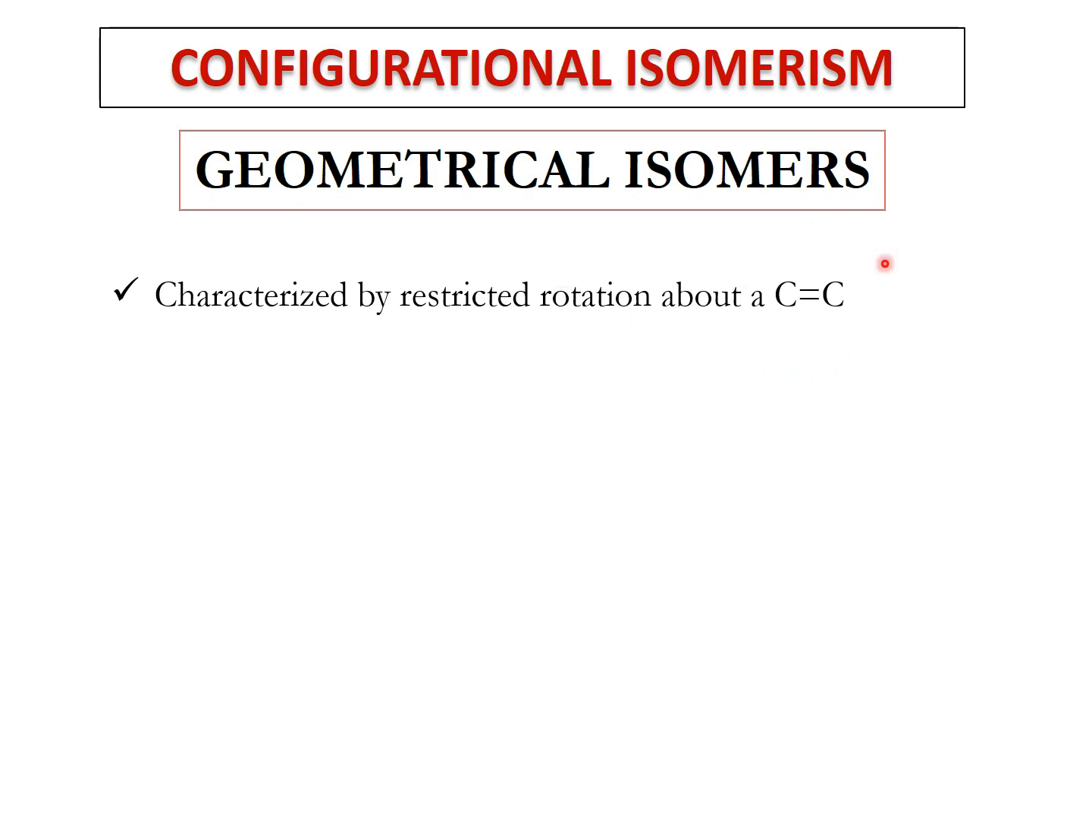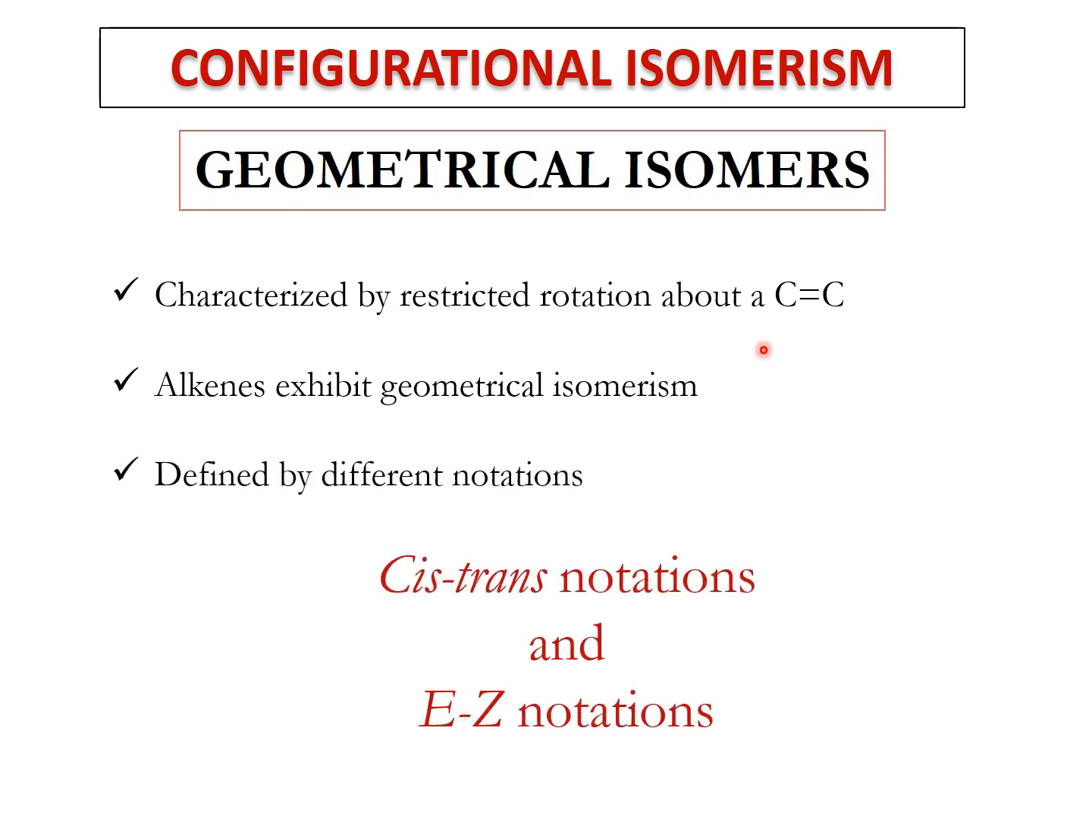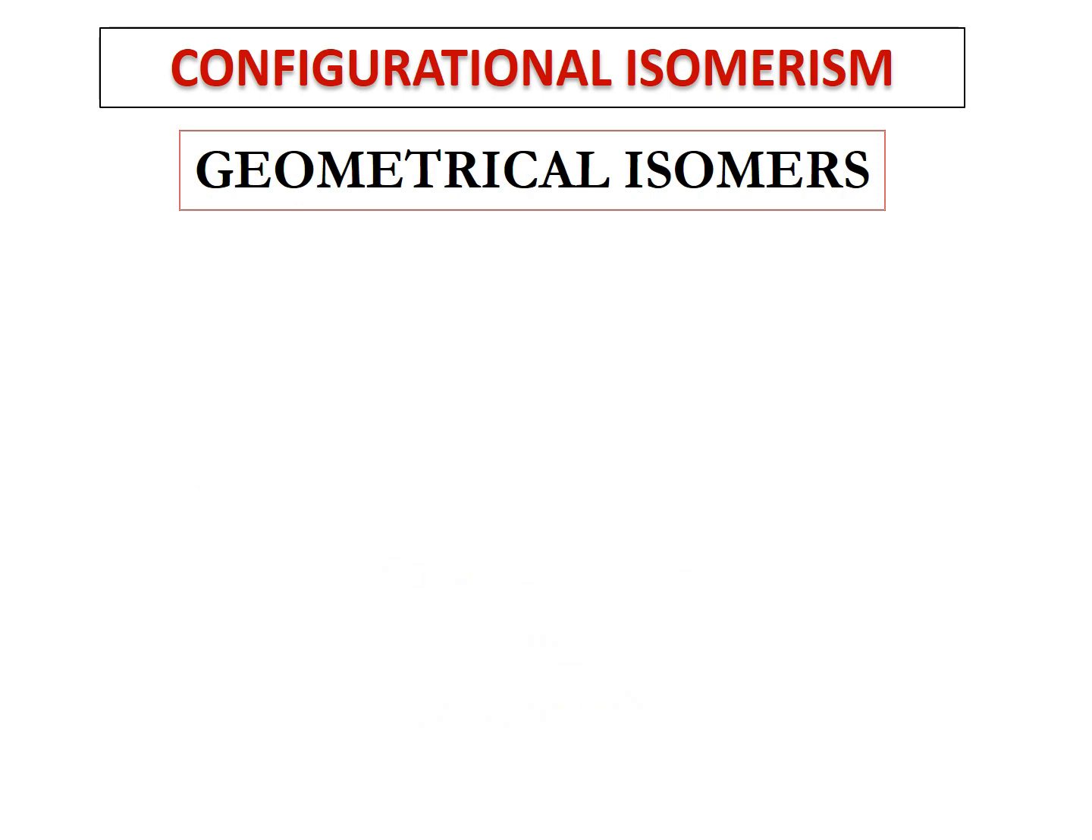Now, because it involves restricted rotation around a carbon-carbon double bond, it is exhibited by alkenes, which have a carbon-carbon double bond in their structure. Geometrical isomers are defined or expressed with different notations. You can express them with cis or trans notations, or you can express them with E and Z notation. We will discuss each of them separately in a couple of moments. So let's see what cis and trans isomers mean.